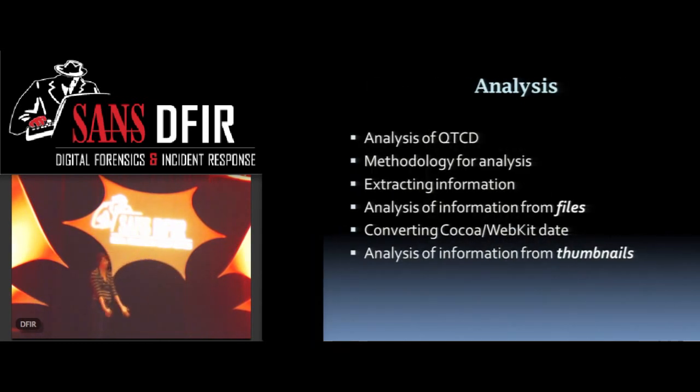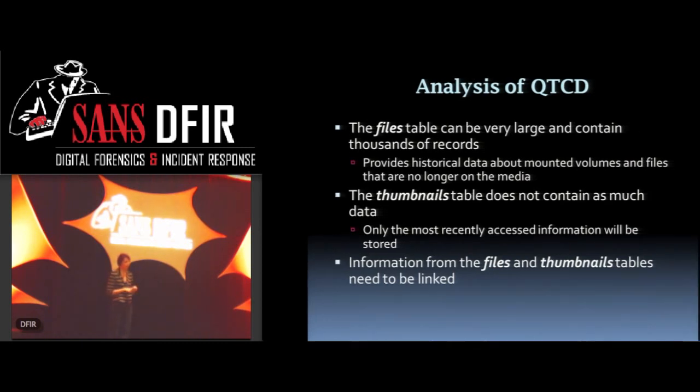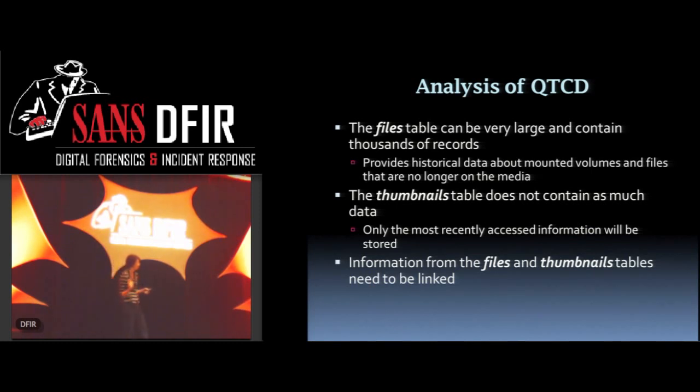Okay, so how do we analyze this? I'm just going to give you my thoughts on this. Obviously, we all think differently, so when you actually look at this data, you may run down a different path. First thing is your files table can grow excessively large. I've seen one that has over 200,000 entries in it. So it had a lot of data in it about the user activity. Being able to get the data into something sortable was helpful. It's providing a historical look at things, the volumes that were mounted, and it will contain information about files that are no longer on the system. Very helpful.